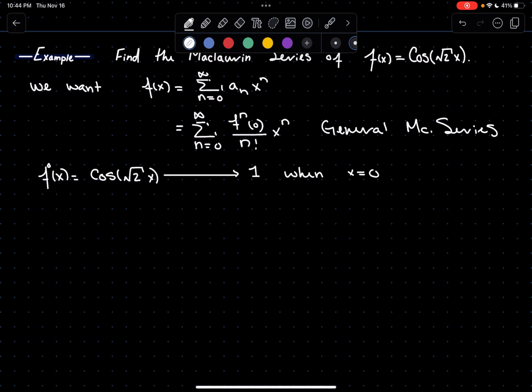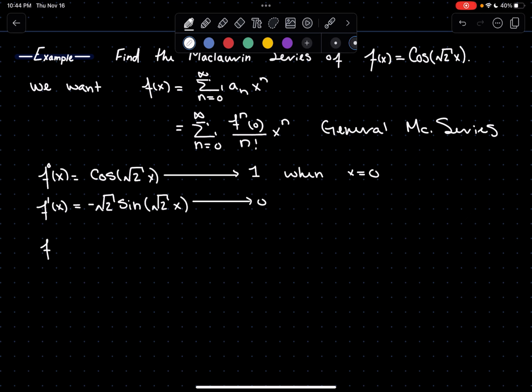In my notes that I have posted, it's when n equals 0. I don't know why I wrote that. Just change them to x's. It's when x is equal to 0. f prime of x, right? If I take the first derivative, this is negative square root of 2 times sine of root 2 of x, right? Sine of 0 is 0, so this just ends up being 0.